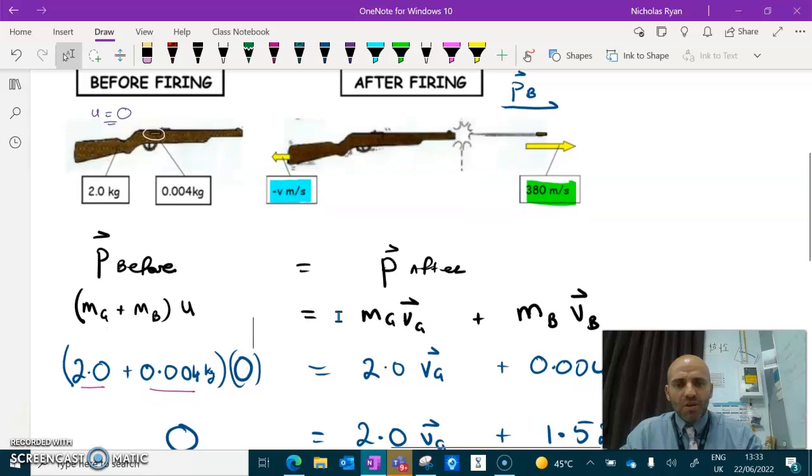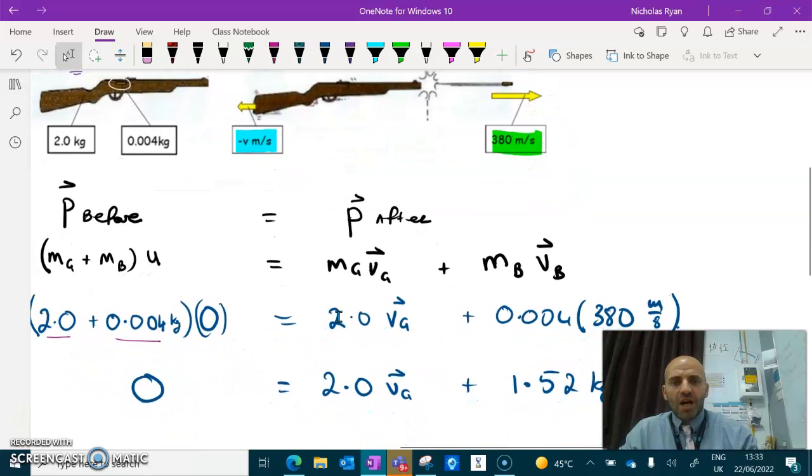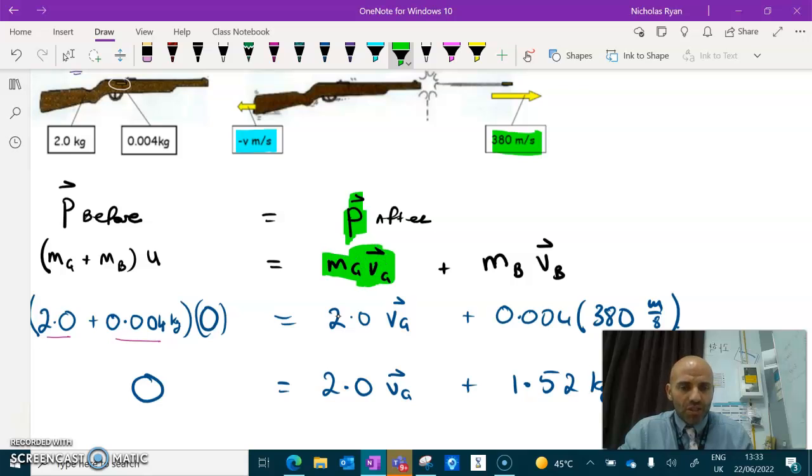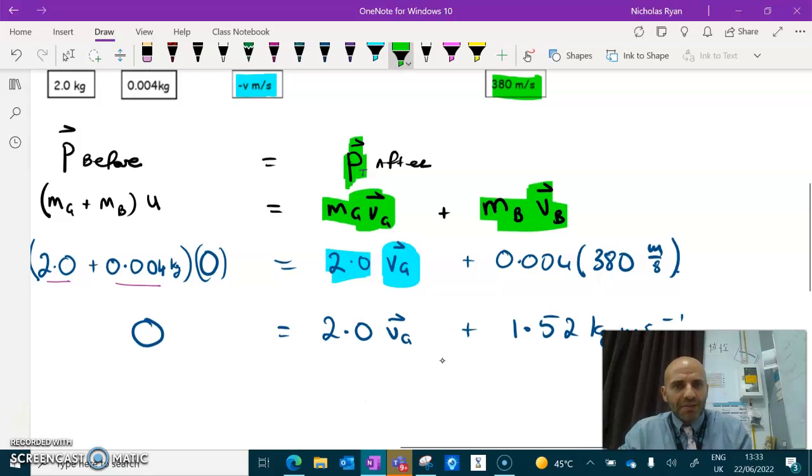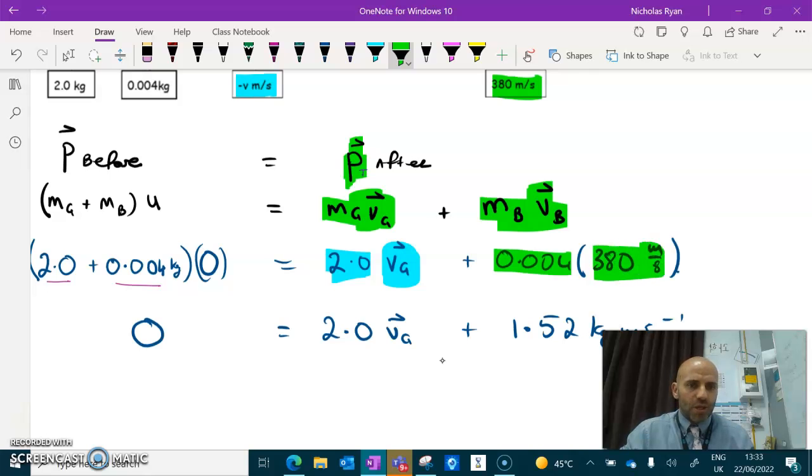So if I plug in the numbers here, the momentum afterwards is going to be the total momentum of the gun, which is made up of the momentum of the gun plus the momentum of the bullet. Sorry, that should have been the total momentum of the gun and the bullet. So that's 2 kilograms times the velocity of the gun. I'm not going to put in the negative v there. The negative v is just going to come out through the calculation. And we've got the mass of the bullet, and I've got the muzzle velocity of the bullet as well.